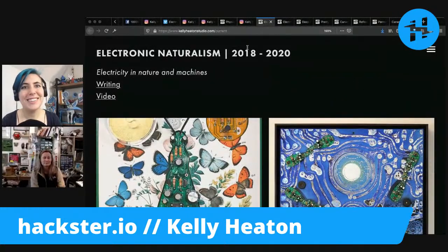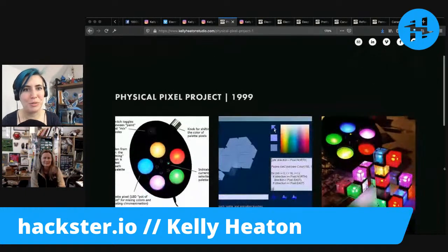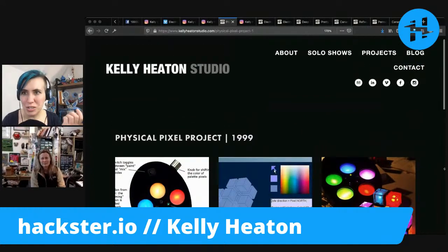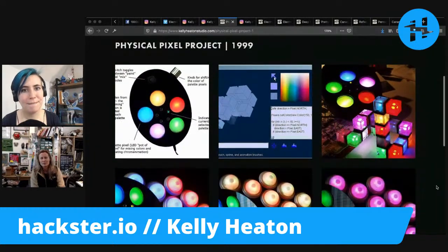Speaking of other types of electronic art that you've done, you've got this physical pixel project, which was back in 1999. Was this your thesis? I was reading the paper on this. It's so fascinating. Yeah, when I was at the Media Lab, most of my colleagues were heading in a software direction.